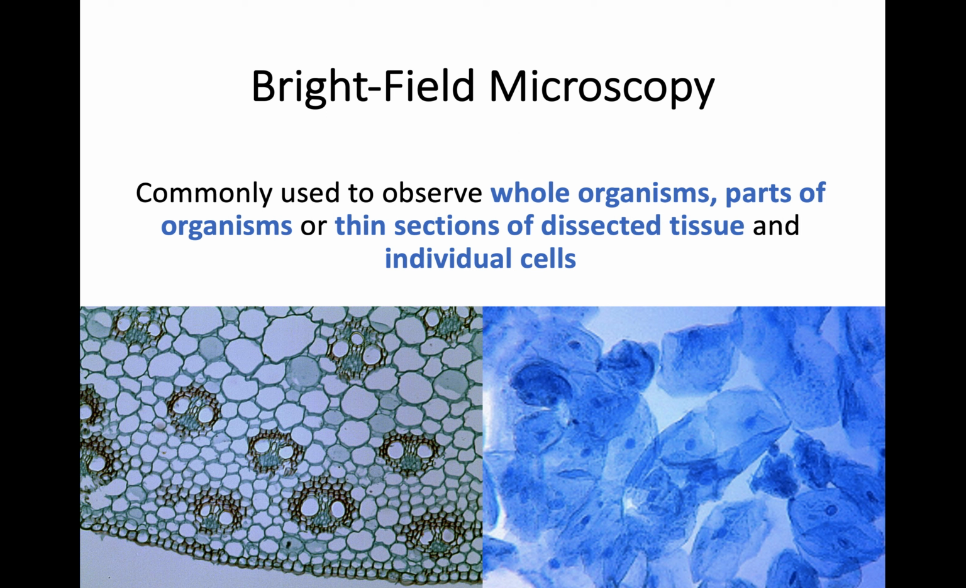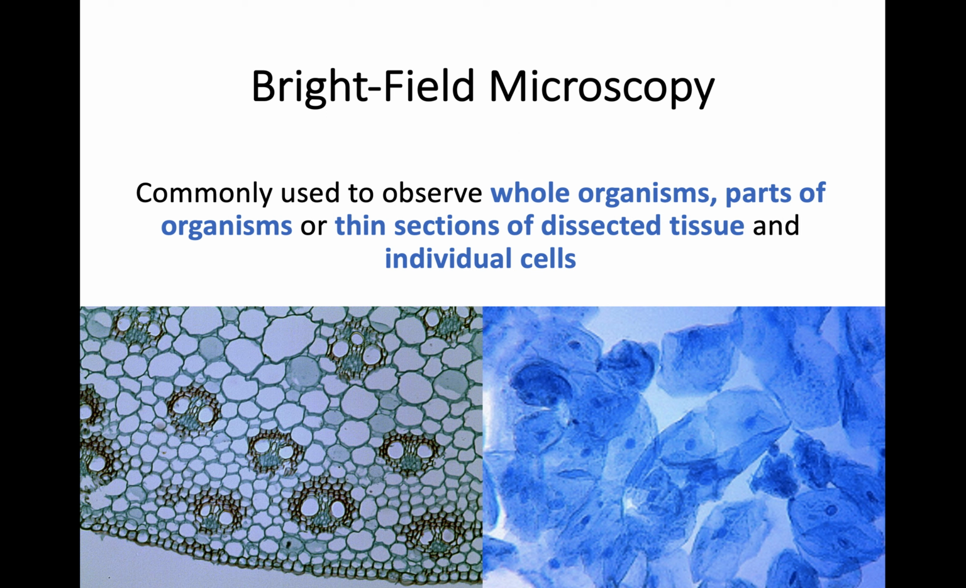So the first one is something I'm sure you'll have used before in the classroom. We use bright field microscopy. Now, this is essentially just viewing a sample through a microscope and having some sort of light in the background passing through the very thin sample you'll have on the glass slide, and obviously the magnification of the microscope is going to allow you to see certain structures.